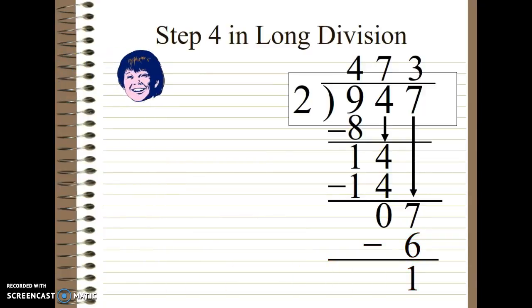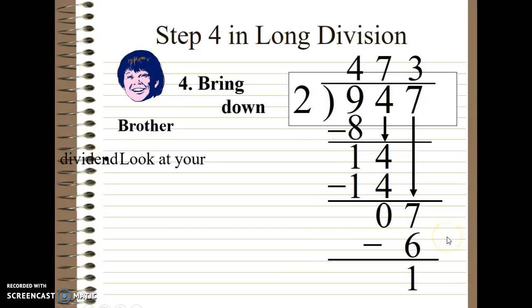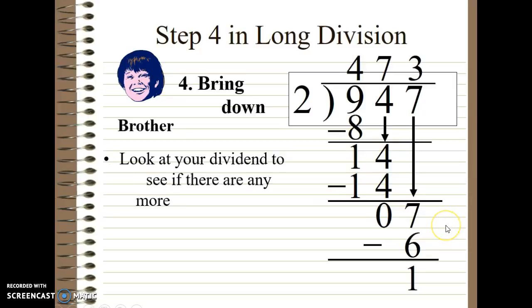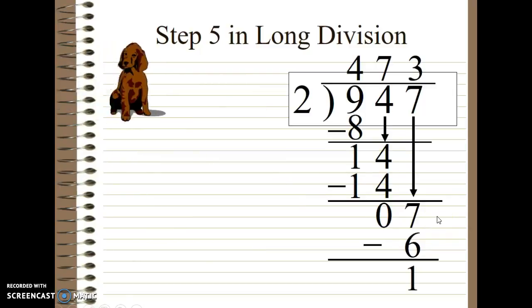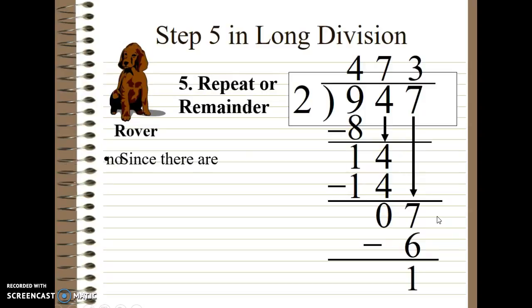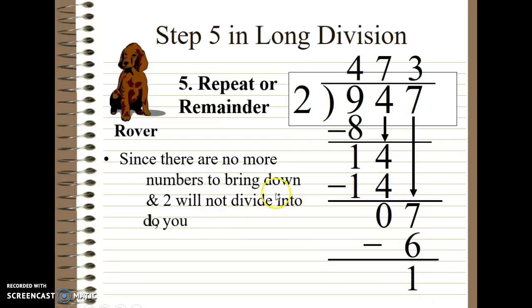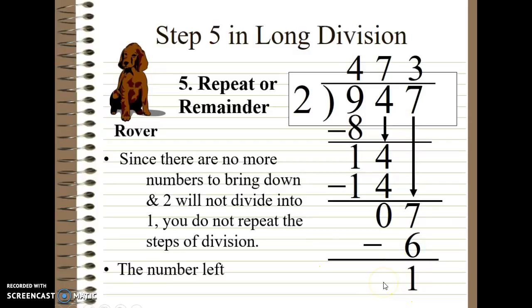Final step, once again, Mr. Brother, there's nothing left to bring down in this problem. So I look at the dividend, and there are no more numbers to bring down. So I can skip to the 5th and final step, which is Rover. Rover tells me repeat or remainder. Now I ask myself again, can 2 go into 1? Since there are no more numbers to bring down, and 2 will not be divided equally into 1 or even close to it, I can't repeat the steps of division anymore. So this 1 is actually my remainder.